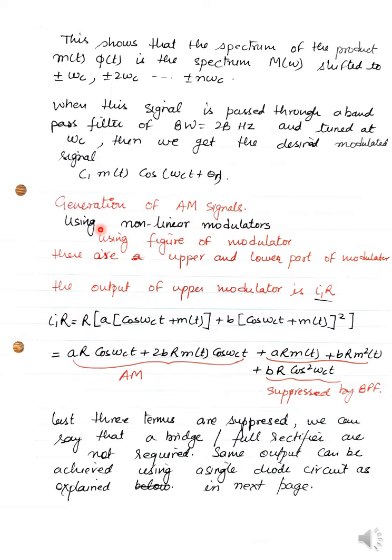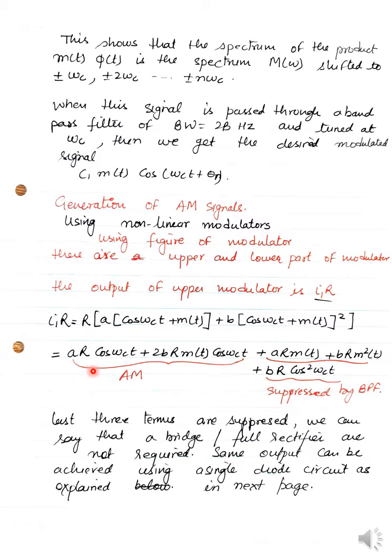Now finally we are on the generation of AM signals. We know now the different types of modulators. Using non-linear modulators, using the figure of the modulator, there are upper and lower parts of the modulator. I can't go back on the slide, but we are using a circuit like a full wave rectifier with two diodes in it. So the output of the upper modulator is I1 R. Then you put the value of I1 there, which we calculated on the previous page, and then you open it.